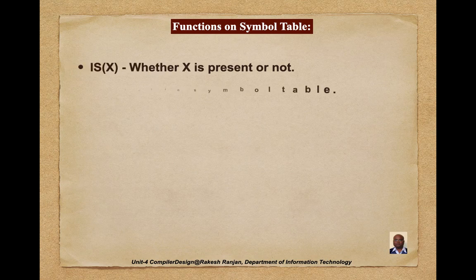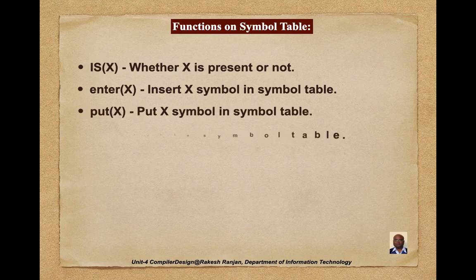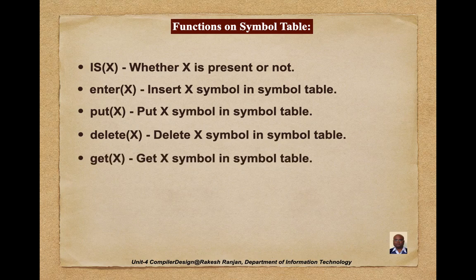Functions of symbol table. Lookup x will say whether x is present in the table or not. Enter x will insert x in the table. Put x will simply put the value x in the symbol table. Delete x will remove the symbol from the table. Get x will get the symbol pointer to the table, symbol table, etc.